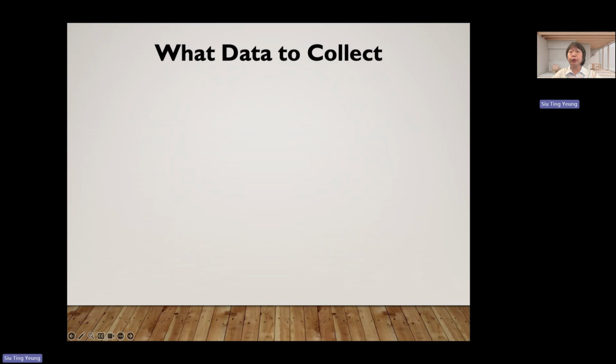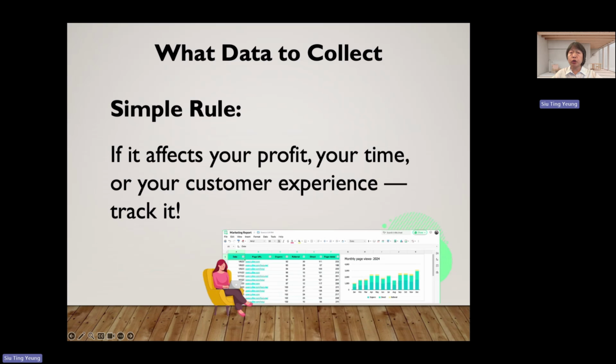Here's a simple rule. If it affects your profit, your time, or your customer experience, then track it. Take, for example, a cafe: drinks per day, ad clicks, customer ratings, stock used. This kind of data matters. So you need to track this, right?